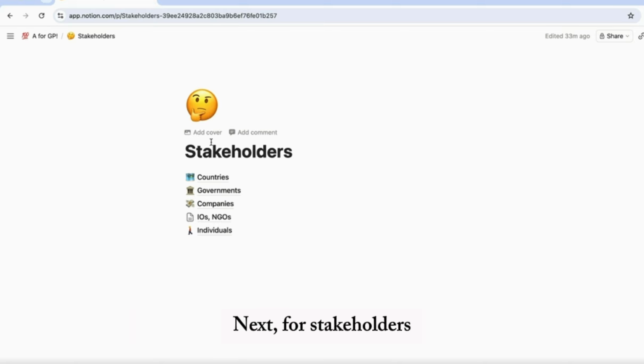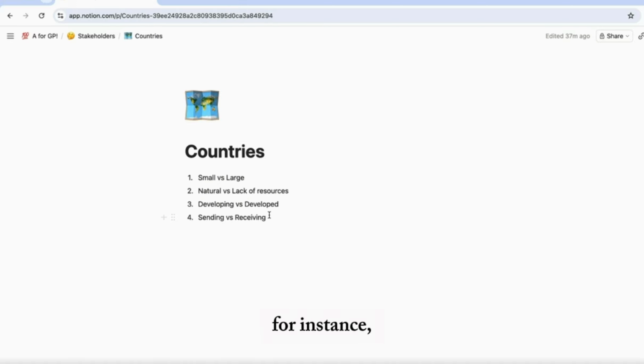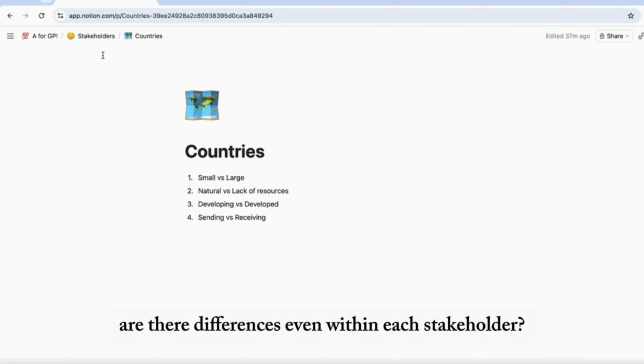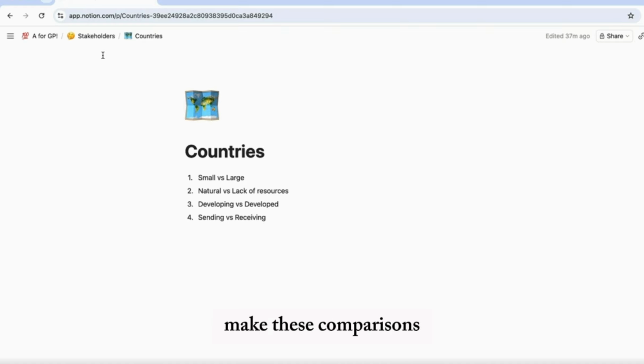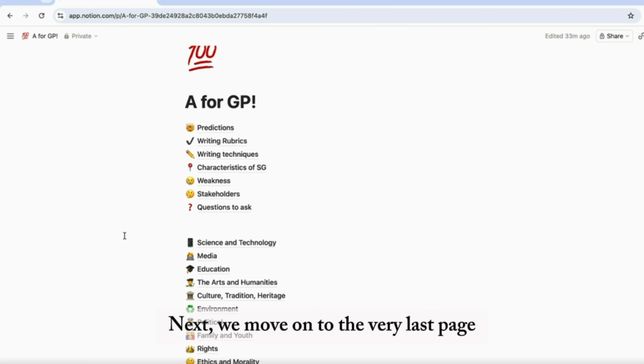Next, for stakeholders, you want to write out the different functions of the various stakeholders. For instance, what does one stakeholder have that the other does not? Are there differences even within each stakeholder? For instance, in countries that are small versus large, developing, developed. Make these comparisons and write out all your different research inside the different pages. Next, we move on to the very last page, questions to ask.